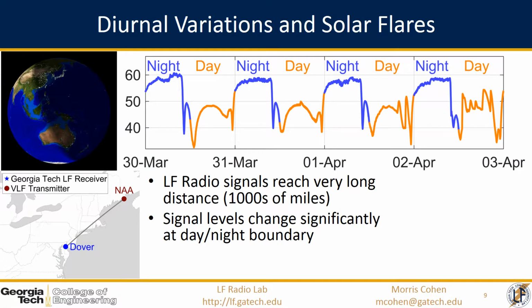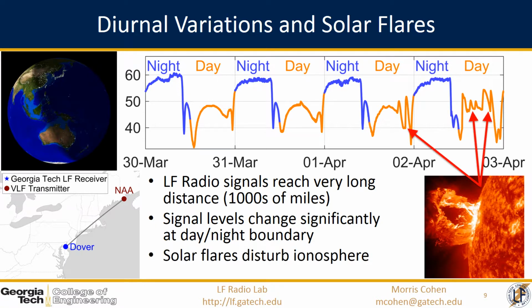This is a radio station in Maine called NAA, picked up in one of our radio receivers in Dover, Delaware. What you're looking at in this plot here is 4 days of data, and this is the strength of that radio signal picked up at the receiver. You can see that there's a very clear daily variation: nighttime, daytime, nighttime, daytime. That's a classic signature of the sun rising and setting. So the sun's influence on the ionosphere is appearing and disappearing.